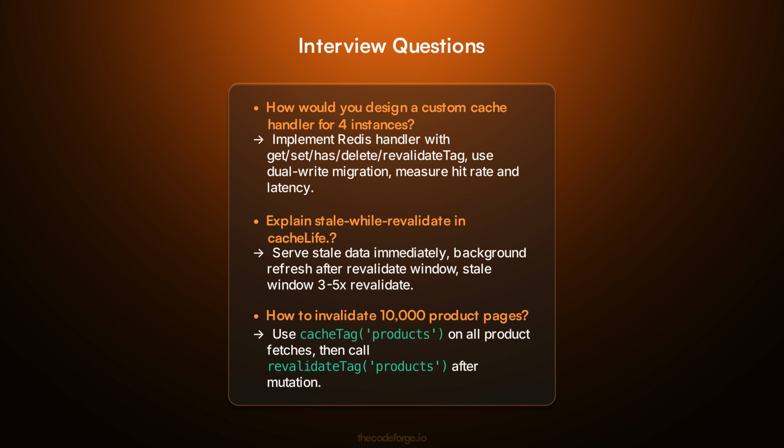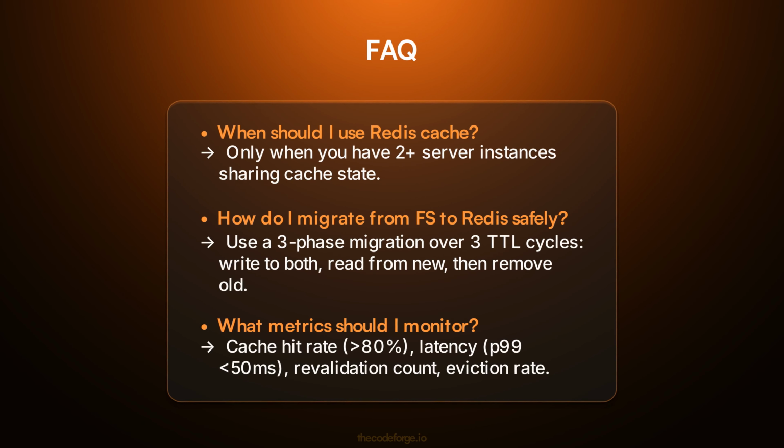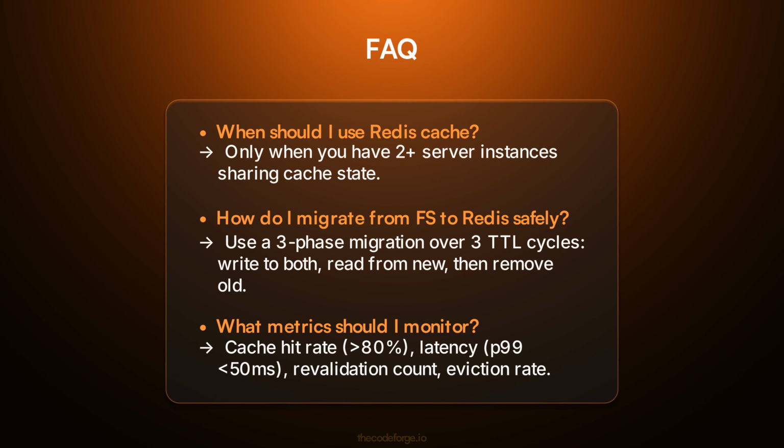How to invalidate 10,000 product pages? Use cacheTag('products') on all product fetches, then call revalidateTag('products') after mutation. And a few frequently asked questions. When should I use Redis cache? Only when you have 2+ server instances sharing cache state.